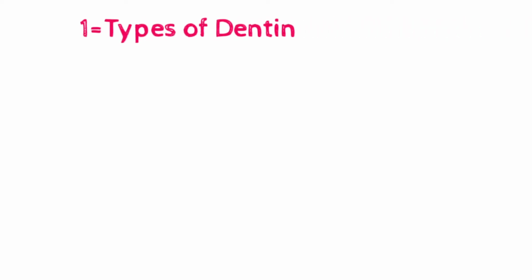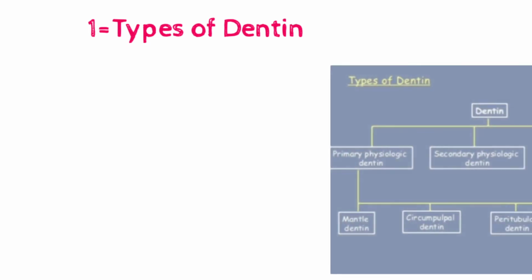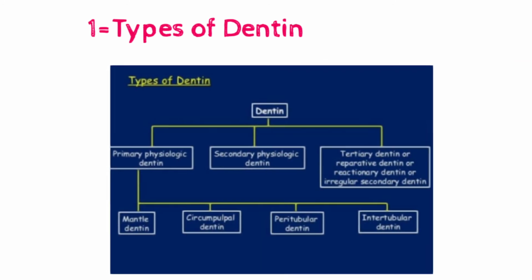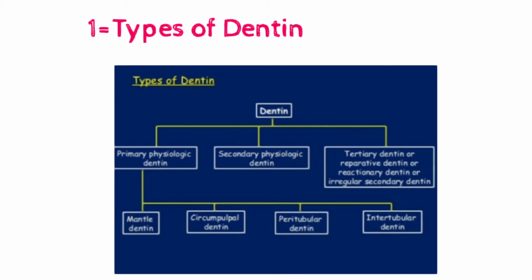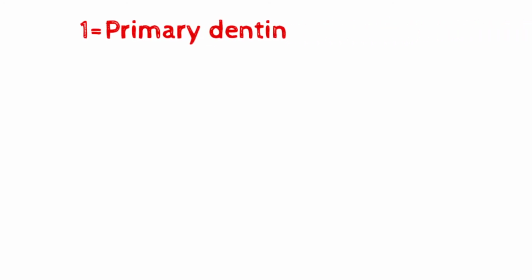Now first we will start from the types of dentin. First we will understand the types of dentin by this table. First we divide the dentin into 3 types: primary dentin, secondary, or tertiary. Then primary dentin we divide into mantle dentin, circumpulpal dentin, peritubular dentin and intertubular dentin. Now first we start from primary dentin.